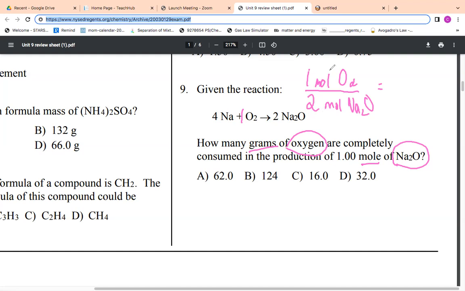Now, this is what the original recipe calls for. However, we don't want 2 servings of Na2O. We only want 1 serving or 1 mole. So I'm going to use this information that they've given me in the problem. One second, my pen thing disappeared. So 1 mole of Na2O is what we're looking to make.